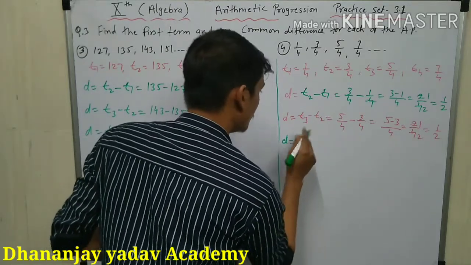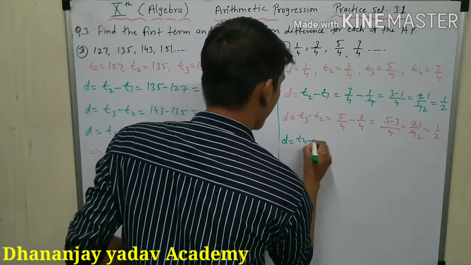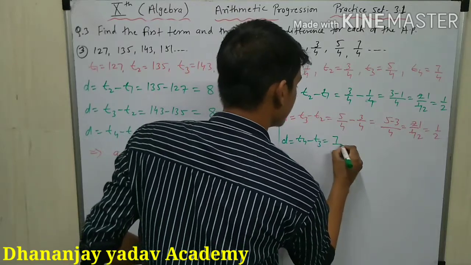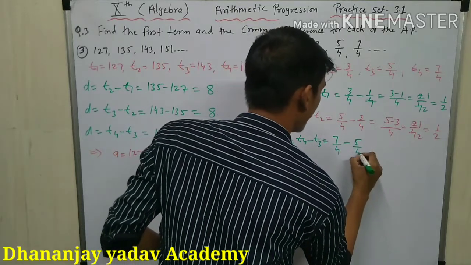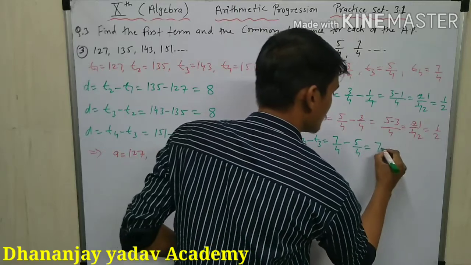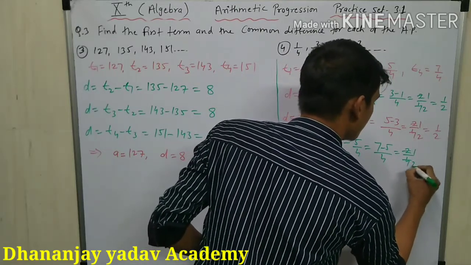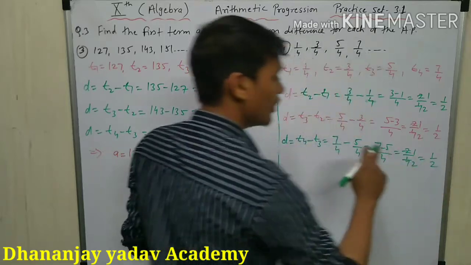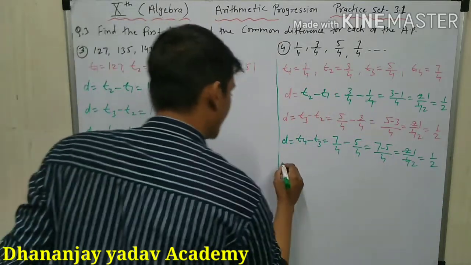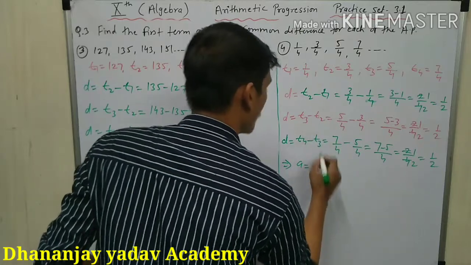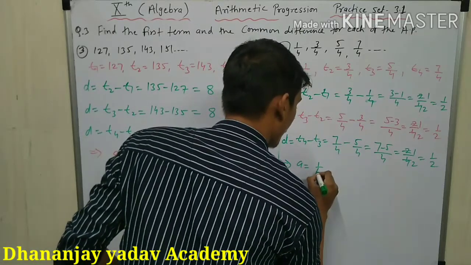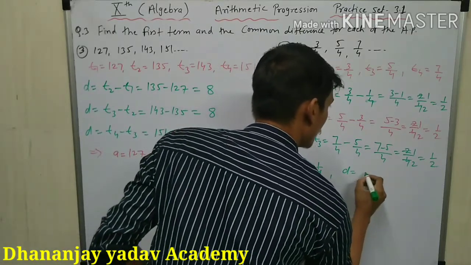D is equal to T4 minus T3, which is 7 upon 4 minus 5 upon 4, which is 7 minus 5 upon 4, equal to 2 upon 4. 2 ones are 2, 2 twos are 4, so it is equal to 1 upon 2. You can write here A is equal to 1 by 4 and D is equal to 1 by 2.